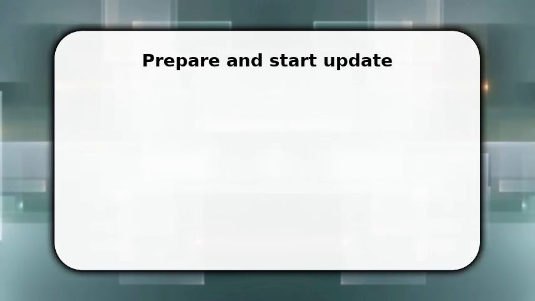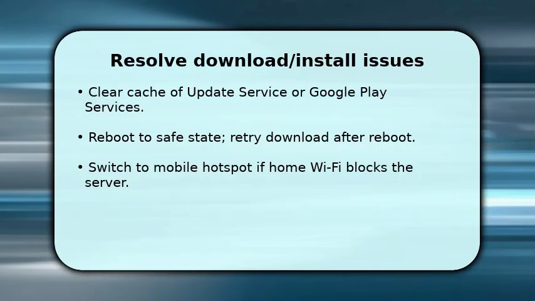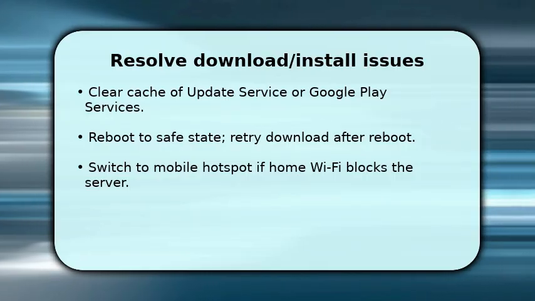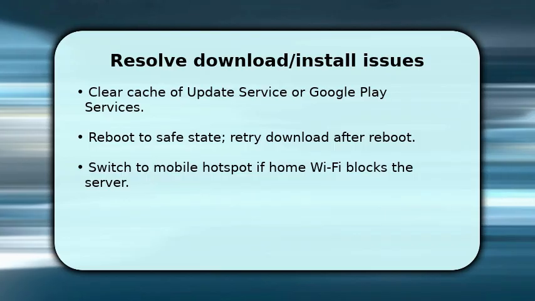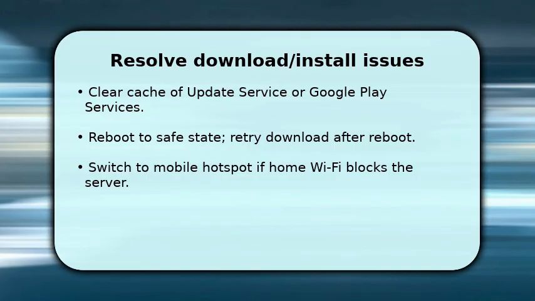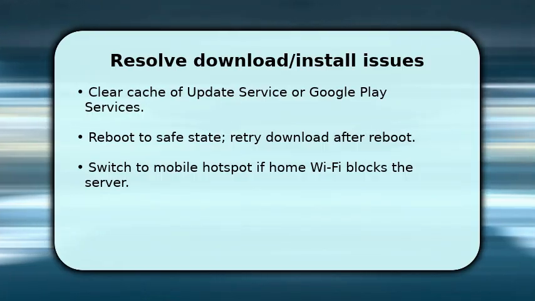If the update fails during download or install, you'll take targeted actions. First, clear cache and data for the System Update app in Google Play services to remove corrupted temp files. This often fixes checksum failures. Next, reboot the phone to stop background tasks and retry the download so transient locks are lifted. If your router blocks traffic, make sure to try a mobile hotspot or alternate Wi-Fi, because server reachability issues cause stalled or partial downloads and corrupted packages.